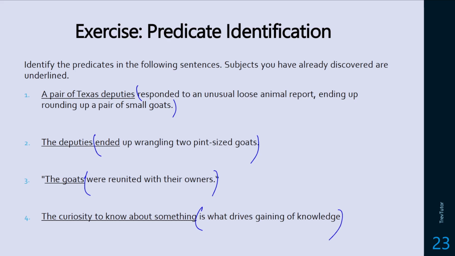There's a little bit of an accident there in the last slide, but if we replace anything with did so, we can do did so with all of these, and what we will see is that the sentence is still grammatical. So a pair of Texas deputies did so. The deputies did so. The goats did so. The curiosity to know about something did so. The last one a little weird, but abstractly we can make sense of it. So that's subject and predicate identification.